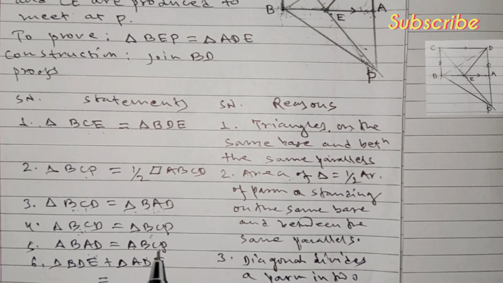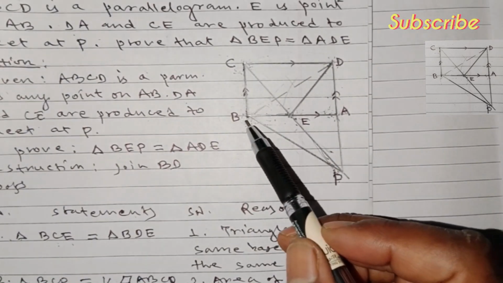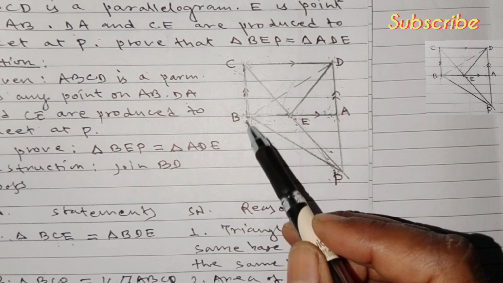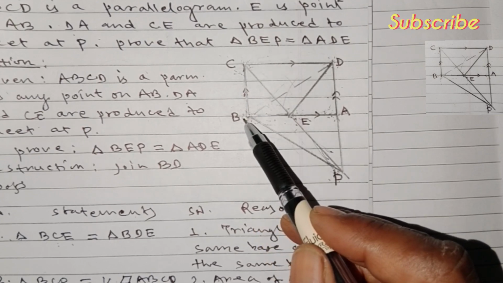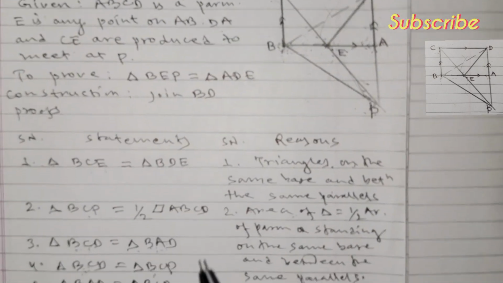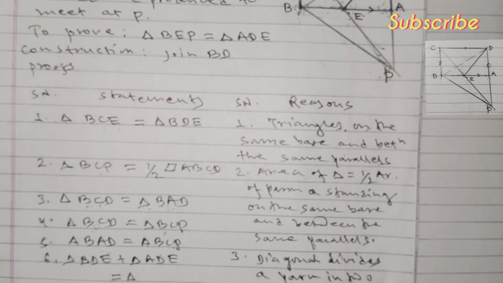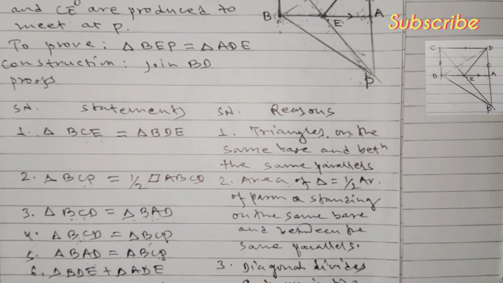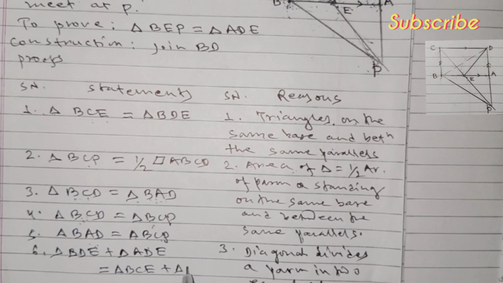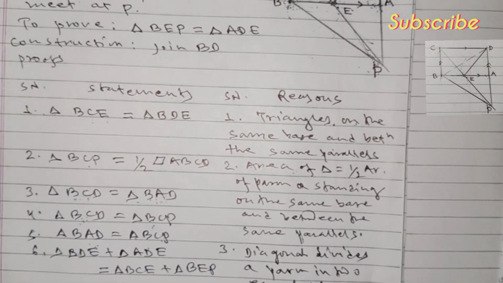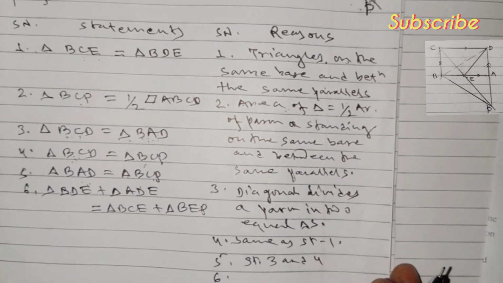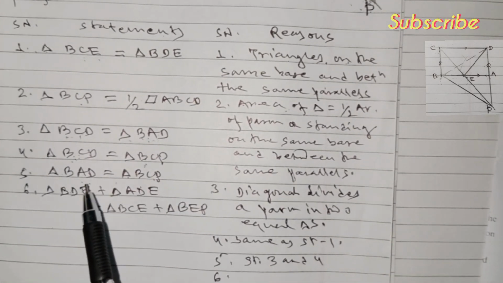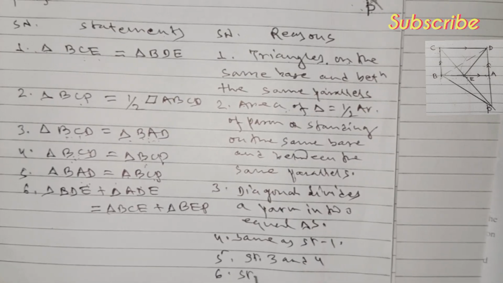This equals triangle BCP. Now triangle BCP also we can break down into triangles: triangle BCE plus triangle BEP. The reason of statement number 6 is from statement number 5 by using the whole part axiom.